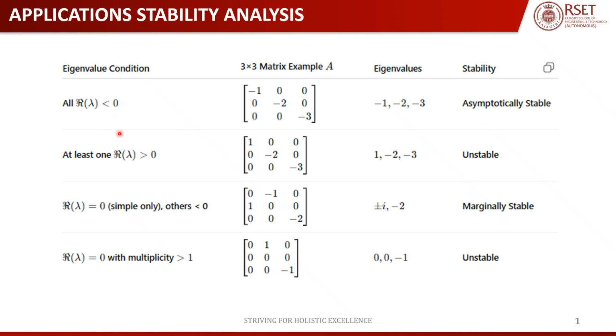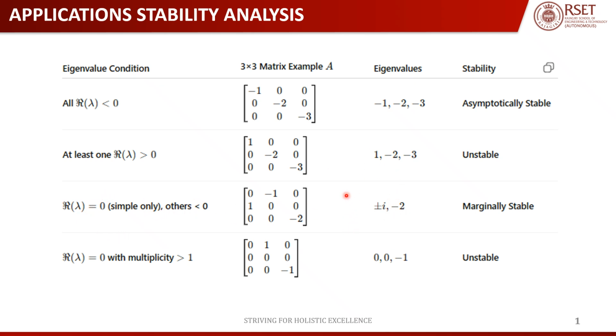Okay, and if any one of the eigenvalues has a positive real value, for example, in this particular matrix we have 1, so the real part of 1 is 1 itself, which is greater than 0. In that case, if any eigenvalue has a positive real part, then it is said to be unstable.